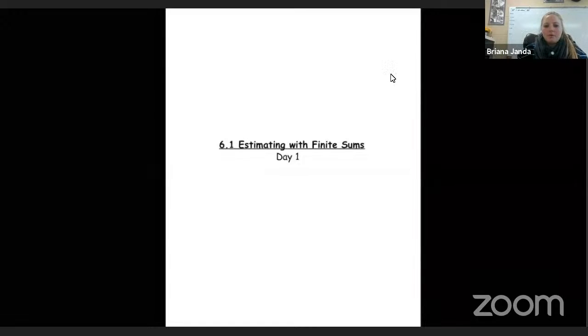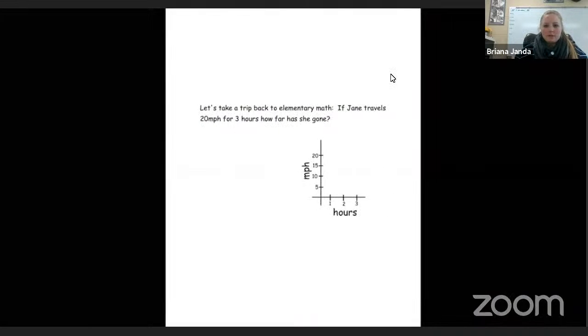We are talking about estimating with finite sums today, and I want to start this conversation with something that is comfortable for us: we can figure things out without calculus, but then make our connection to calculus with this. If I were to tell you that this gal Jane was traveling at 20 miles an hour, and she drives for 3 hours, and asked you how far she had gone, I'm guessing most of us would be able to say, okay, she's driving 20 miles an hour for 3 hours, so she's driven 60 miles.